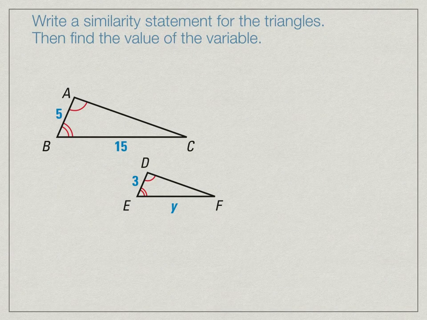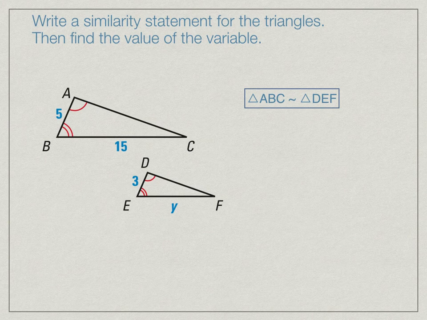This example is a little bit different because not only are we looking at angle measures, but we also have side lengths, one of which is an unknown. So we're supposed to find the value of that variable. First thing we want to notice is two angles of triangle ABC are given as congruent to two angles of triangle DEF. So we can write a similarity statement. Triangle ABC is similar to triangle DEF.